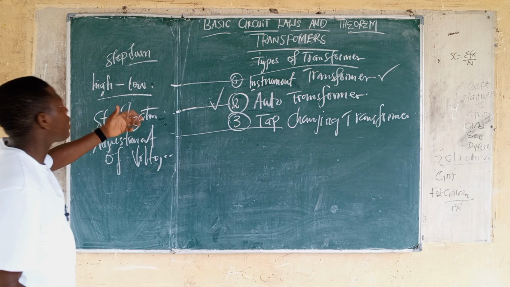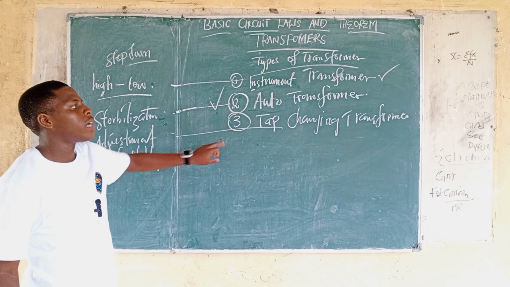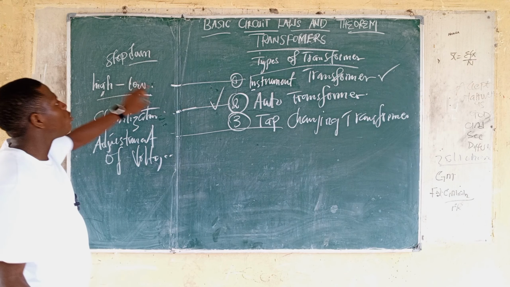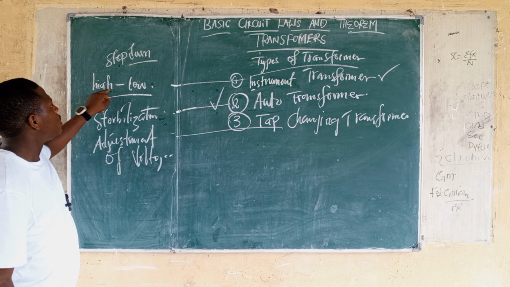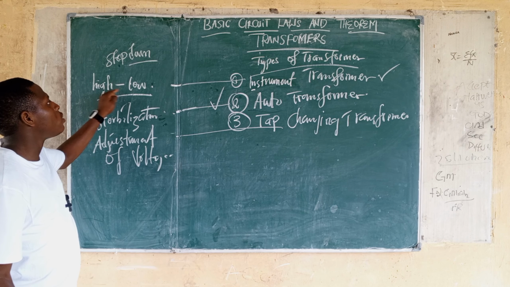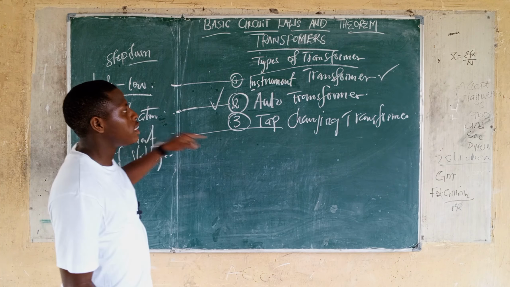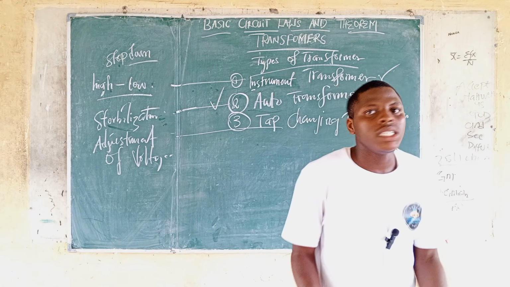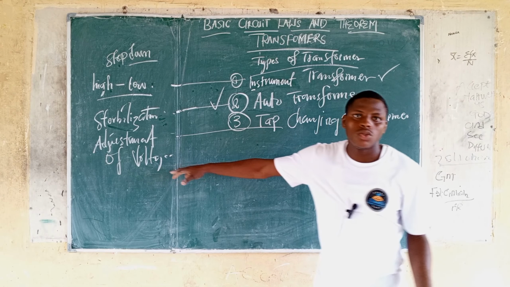So you can see the difference between the instrument transformer, the auto transformer, and the tap changing transformer. The major work of the instrument transformer is to step down voltage from high to low, while the auto transformer is to achieve stabilization. What about the tap changing transformer? They are those transformers that are adjustable to voltage.